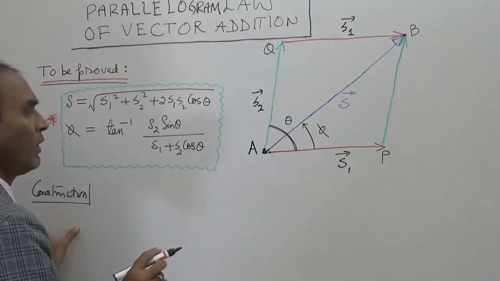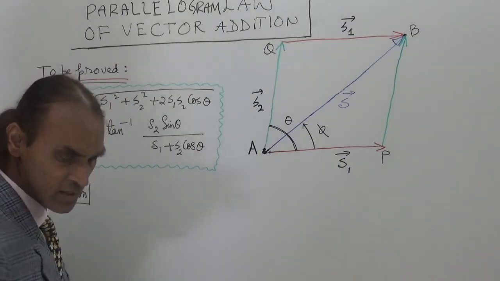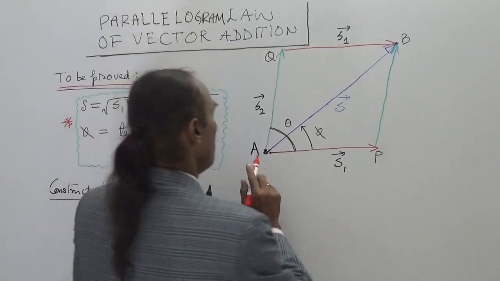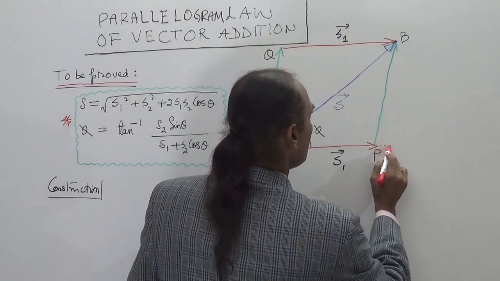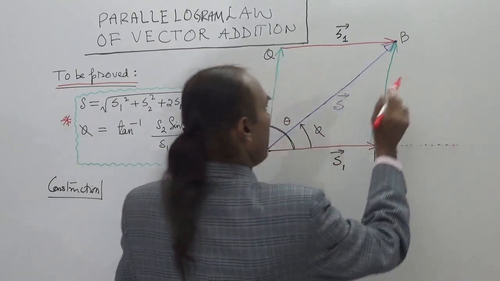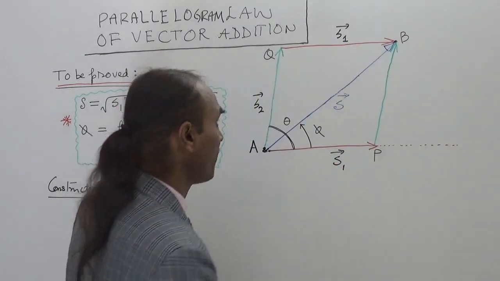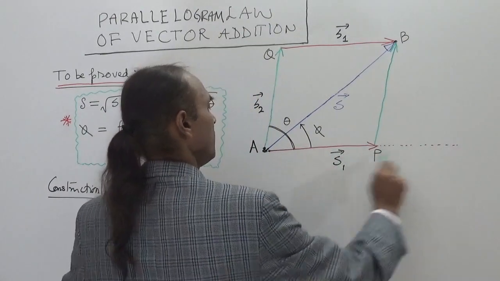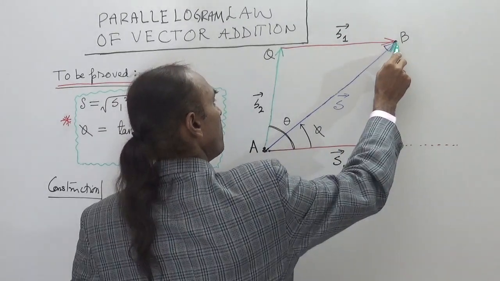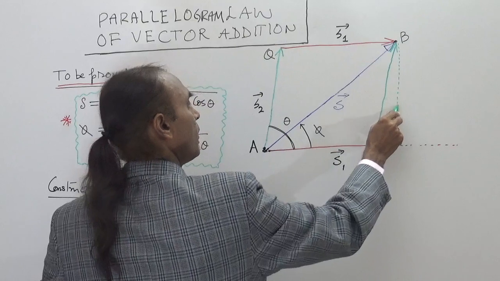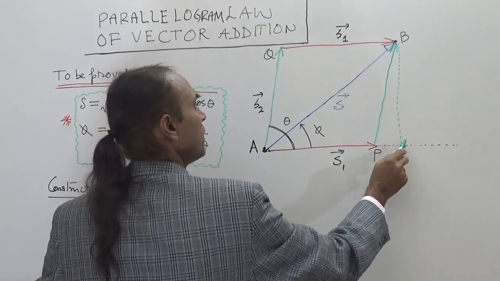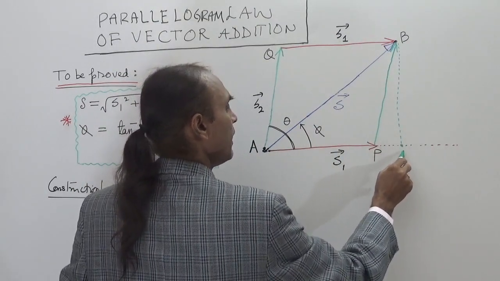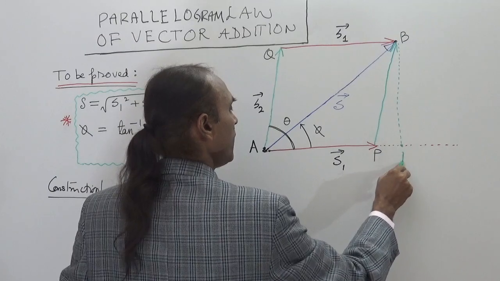For this we need to have a construction. What is the construction? We have to extend the AP in this direction, and if you drop a perpendicular to the extension of AP from B, let this perpendicular meet this extended line at point say M.